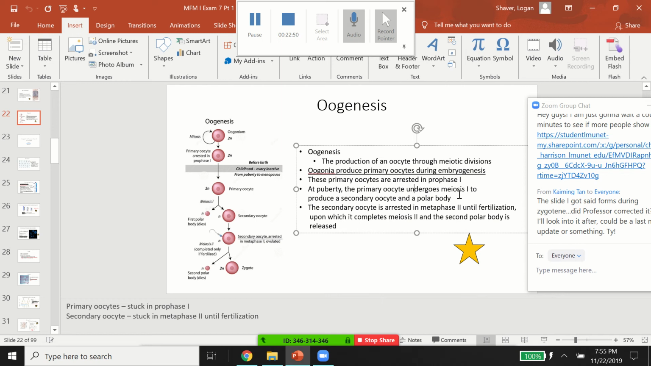However, when they hit puberty, a primary oocyte can make a secondary oocyte and a polar body by finishing off meiosis 1. Then the secondary oocyte, once again, is arrested in a different phase: metaphase 2, until fertilization, which would complete meiosis 2 and release the second polar body associated with the secondary oocyte. I even have it in the notes down here for simplicity's sake. Know which phases they're stuck in and where they're taking place. That's probably the most important part of this.